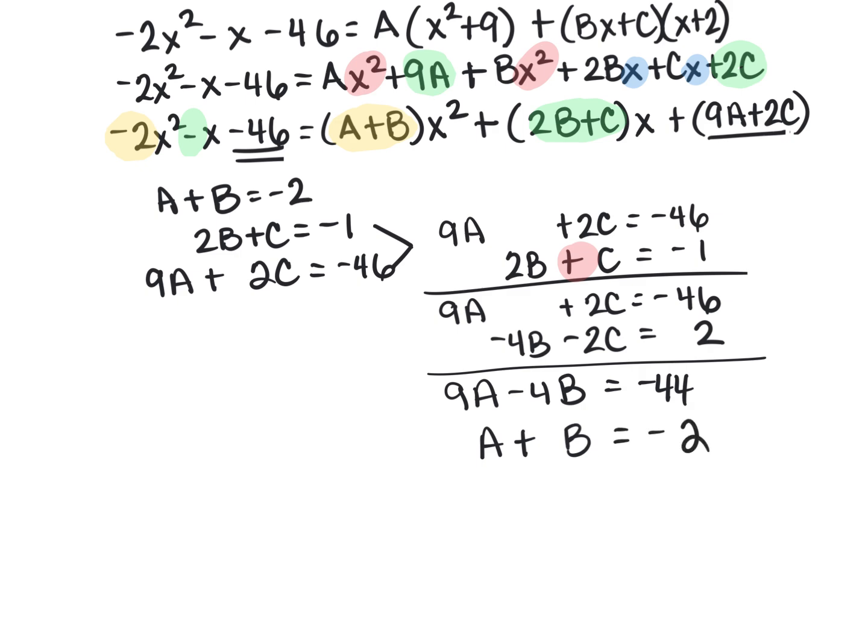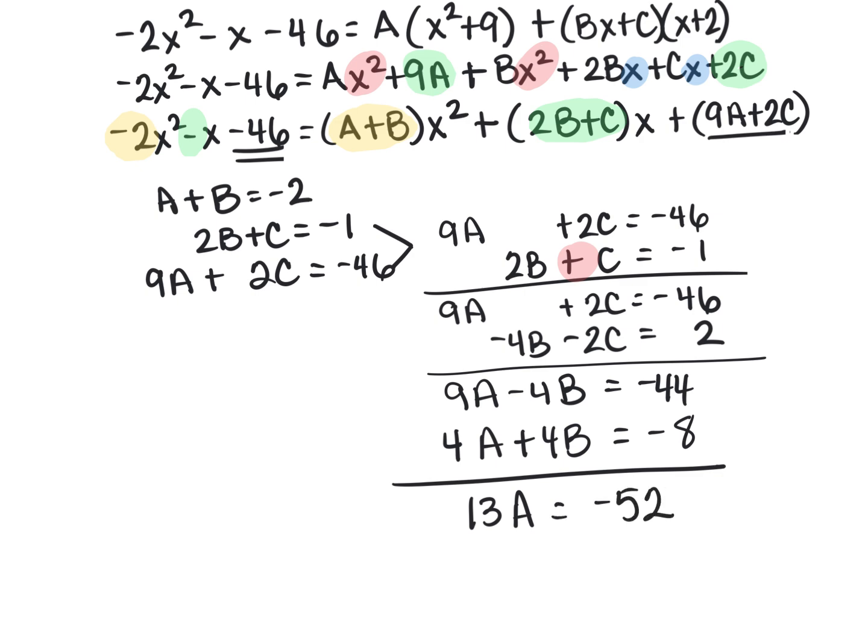And at this point, you can solve to eliminate a or b. -4, so I'm going to multiply here by 4, here by 4, and then if I multiply the other side by 4, I get -8. And when we add, we get 13a is equal to -52. So we know that a is equal to -4.